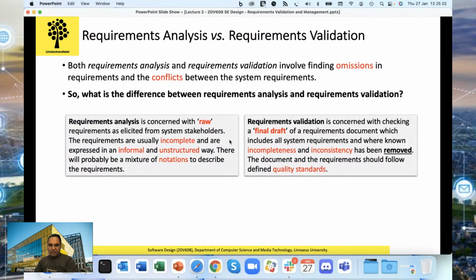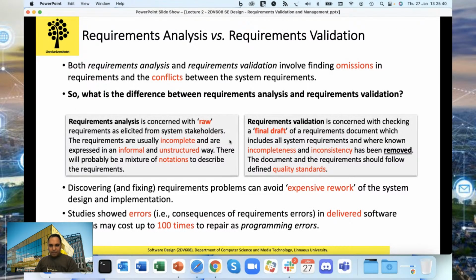And during the requirements analysis phase, the goal is more to identify incomplete requirements or requirements that are not well defined. But in the requirements validation phase, the goal is more to ensure that requirements are not only described well, but they are also presented well in the form of documents, when it comes to standards and so on.